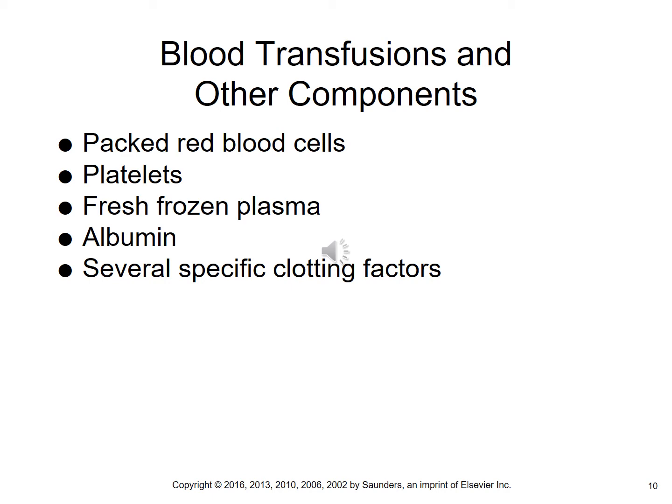Other things that we want to look at are blood and blood components. The blood components are packed red blood cells, platelets, fresh frozen plasma, albumin, and other specific clotting factors. Also, RhoGAM is included in that, but RhoGAM is administered via IM.